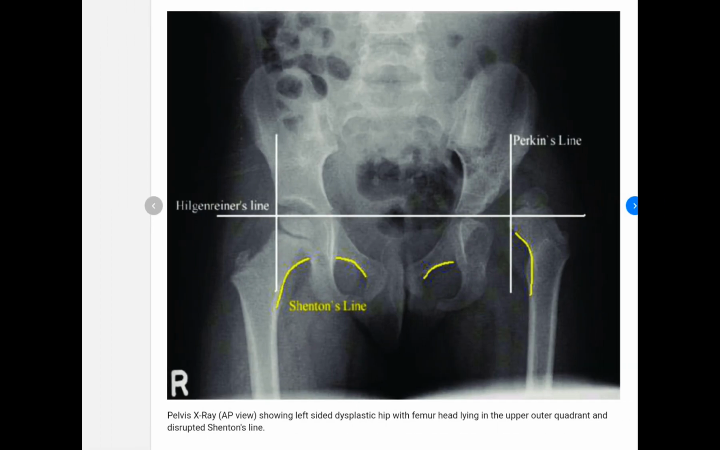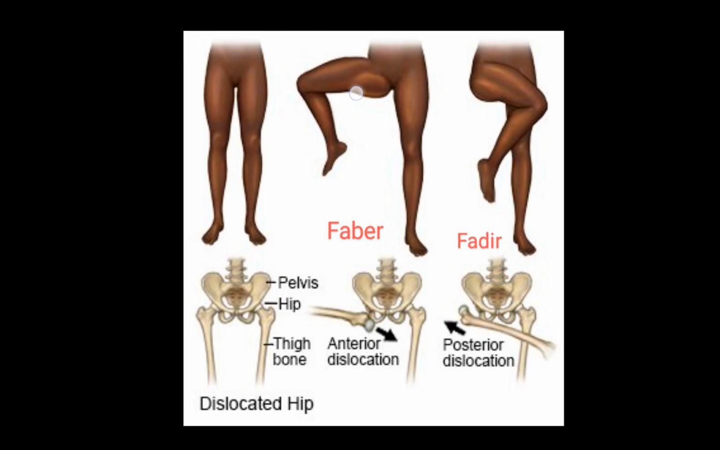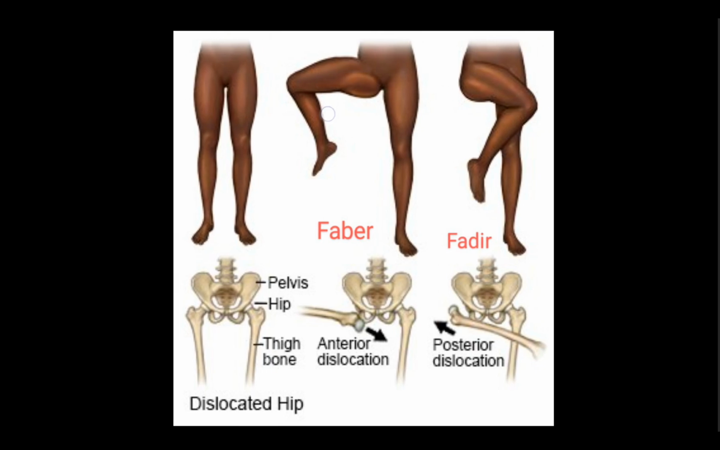Then next we have another image. It is showing Shenton's line, Hilgenreiner's line, and Perkins line. It is important in developmental dysplasia or congenital dislocation of the hip. Then next we have the images of dislocated hip and what the deformity will be. In anterior dislocation we will have flexion, abduction and external rotation. The hip will be abducted and externally rotated. In posterior dislocation it will be flexed, adducted and internally rotated. Remember the posture.